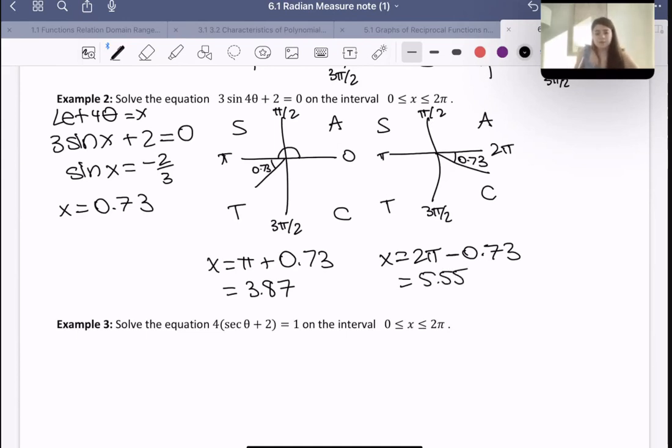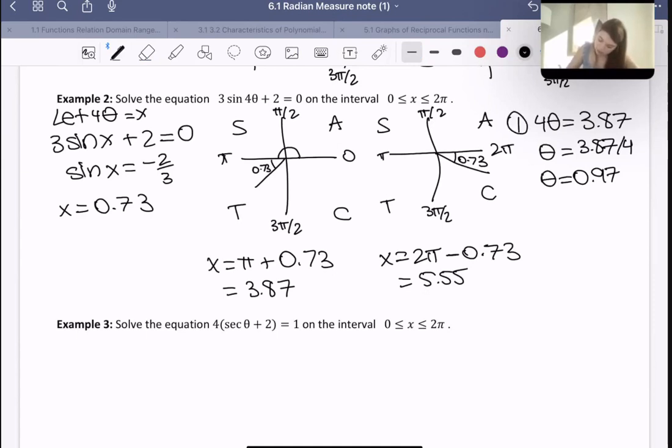So there we go. Now that we have our x values, we just need to solve for theta. Okay, so we know that 4 theta is equal to x, so 4 theta is equal to 3.87, which means theta is equal to 3.87 over 4, which means theta is equal to 0.97. So there we go, there's answer 1. Answer 2 is going to be that 4 theta is equal to 5.55, which means theta is equal to 5.55 over 4, which means that theta is equal to 1.39. And there we go.